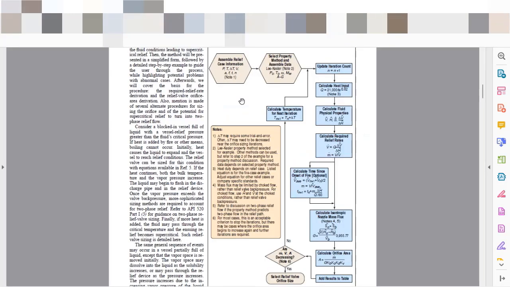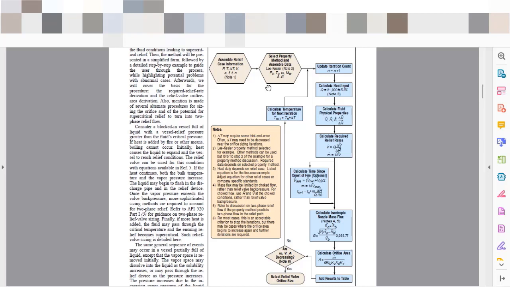In his procedure, we need to do an iterative calculation to find the required area of the pressure relief device. To do that, first we need to assemble relief case information. So we need to have the basis conditions for our evaluation. We need to select the proper method and assemble data, and it is at this point that the calculations proposed by Ryan are very tough for us, because he uses equations of state and tables from handbooks to do the calculations of the fluid, and that for sure takes a lot of time.